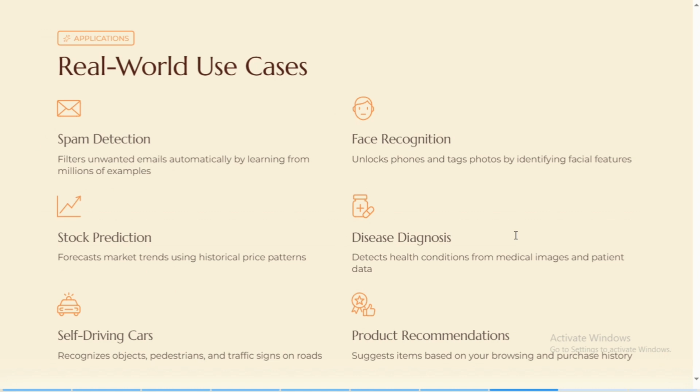Supervised learning powers most of the AI applications we use daily. Some of the solid examples of these real world use cases could be spam detection, face recognition, stock prediction, disease diagnosis, self driving cars, and finally the product recommendations. Behind every smart system, supervised learning is working silently.